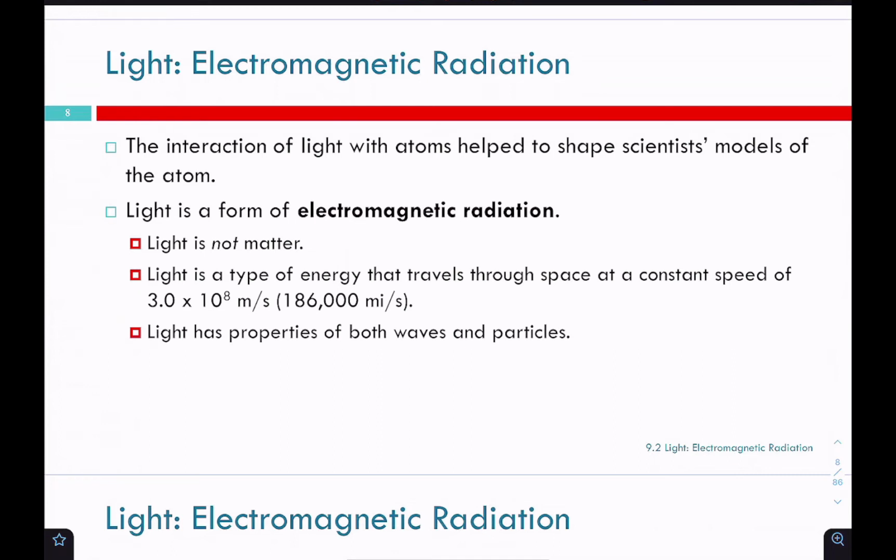So light is not a form of matter. It's energy that travels through space, and it has a constant speed of 3 × 10⁸ meters per second, which is insanely fast. So I think it takes light 8 minutes to get from the sun, and the sun is like 100 million miles away, and it takes 8 minutes. So light is also weird because it has properties of both waves and particles.